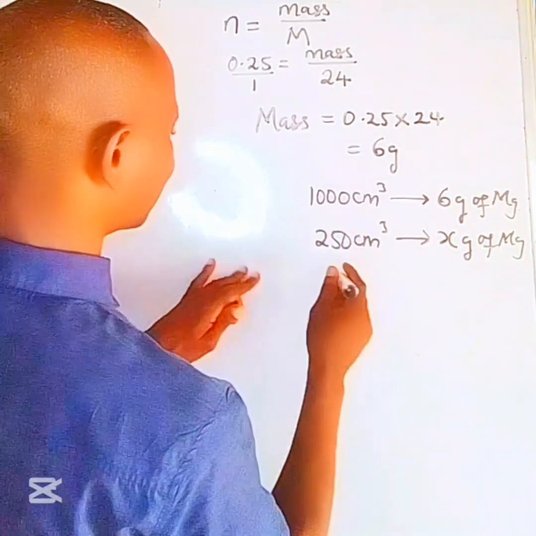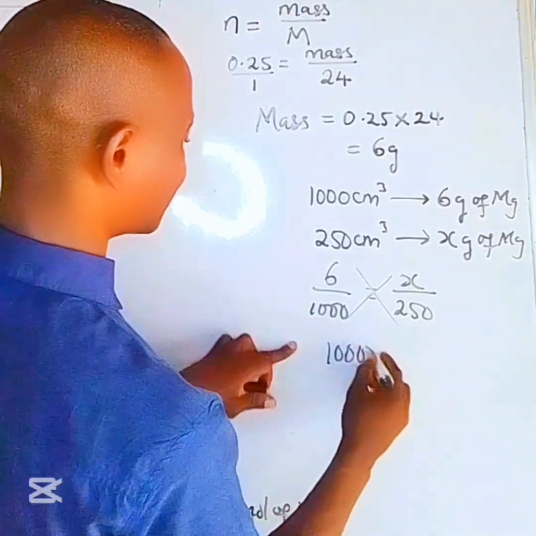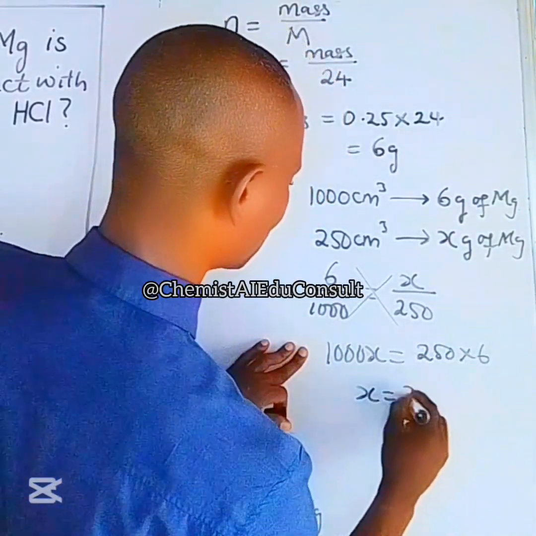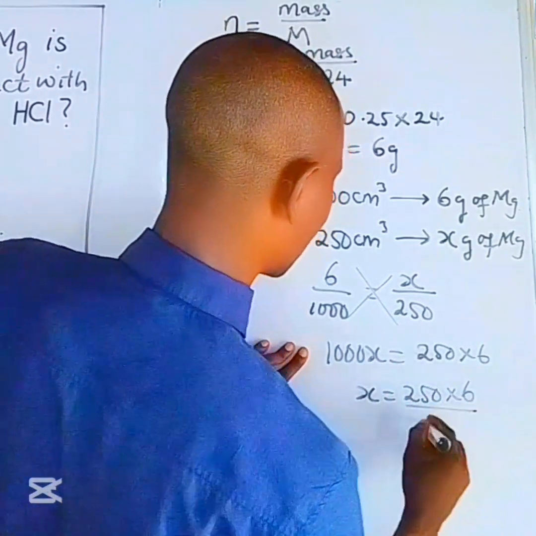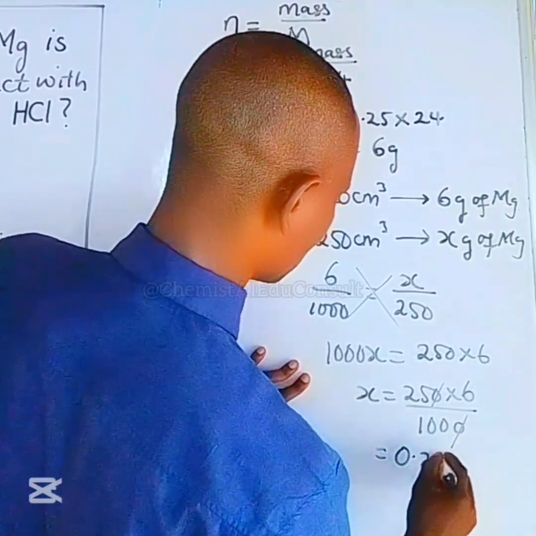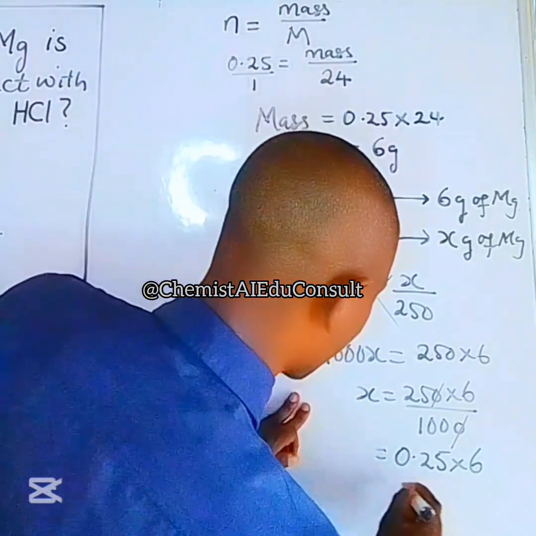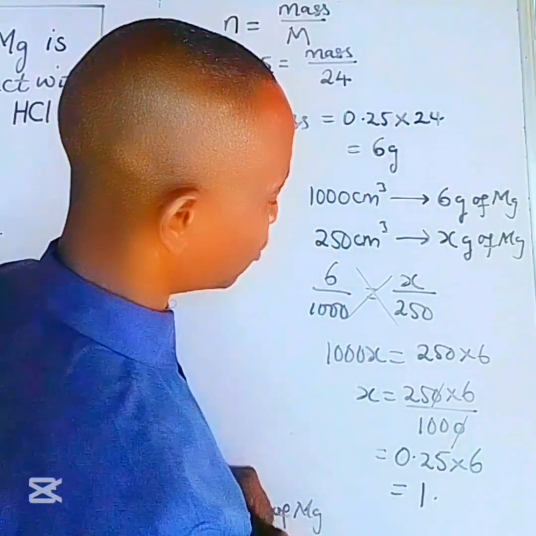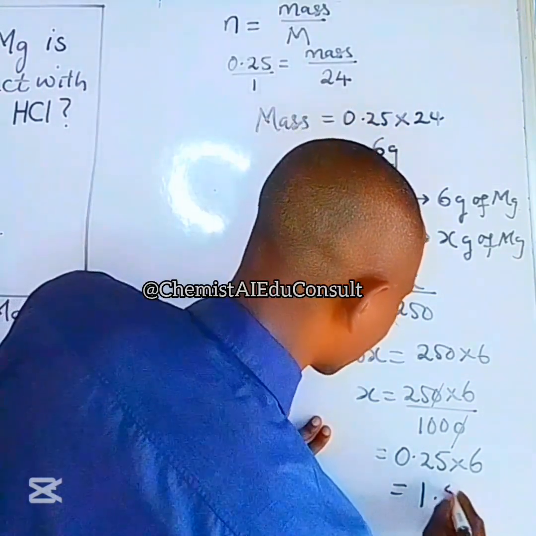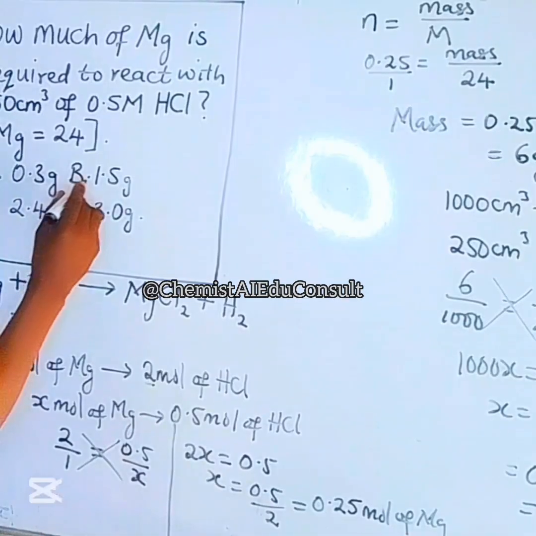6 divided by 1000 equals x divided by 250. When you clear the fraction, 1000x equals 250 times 6. So that x will give us 250 times 6 divided by 1000. So you cancel 1 0, cancel 1 0. 0.25 times 6. 0.25 times 4 is actually 1. Times 2 is actually 0.5. So we have 1.5 grams of magnesium. You can see the answer is there.